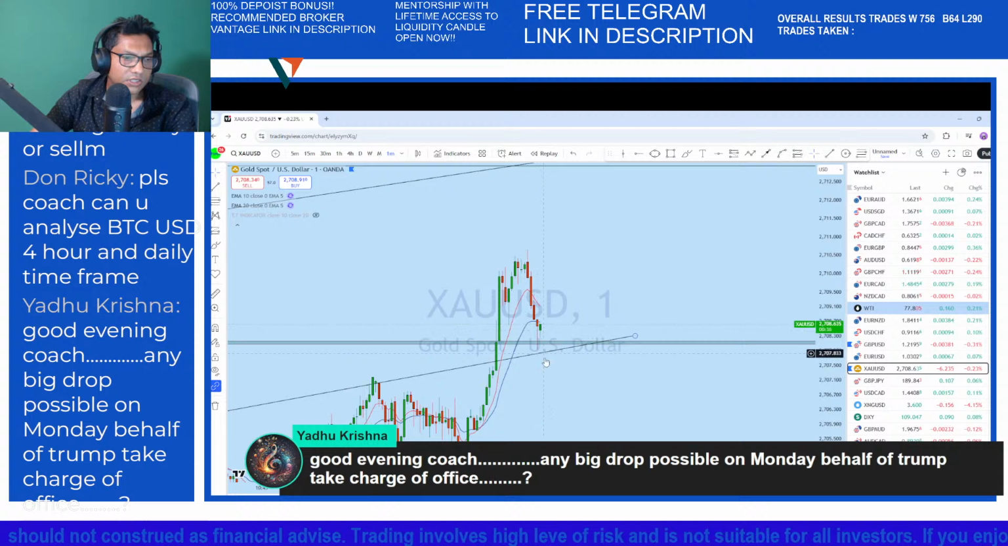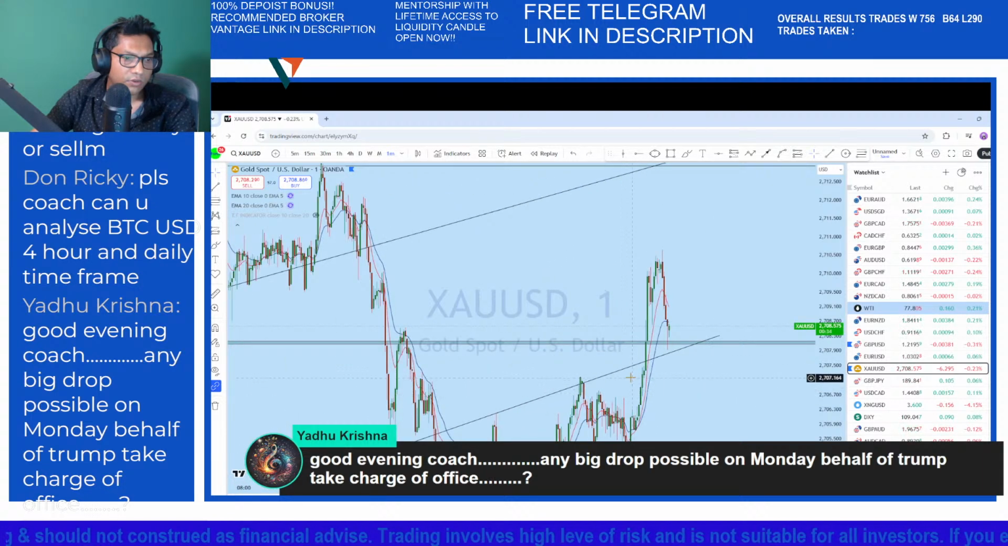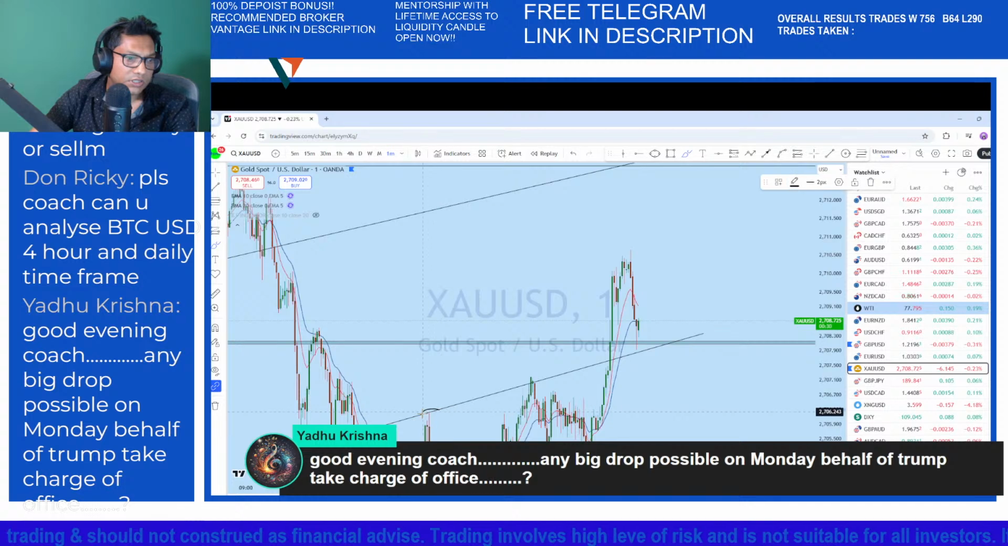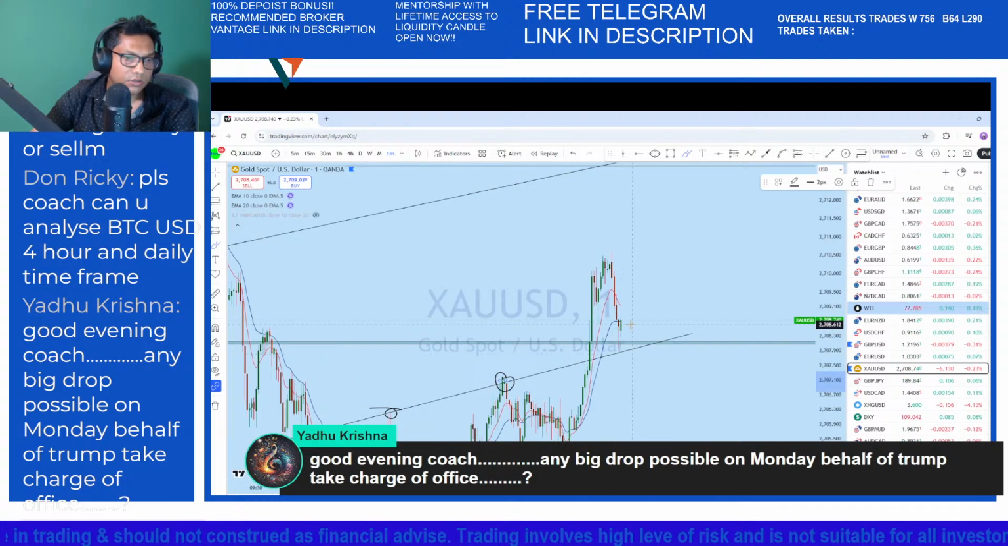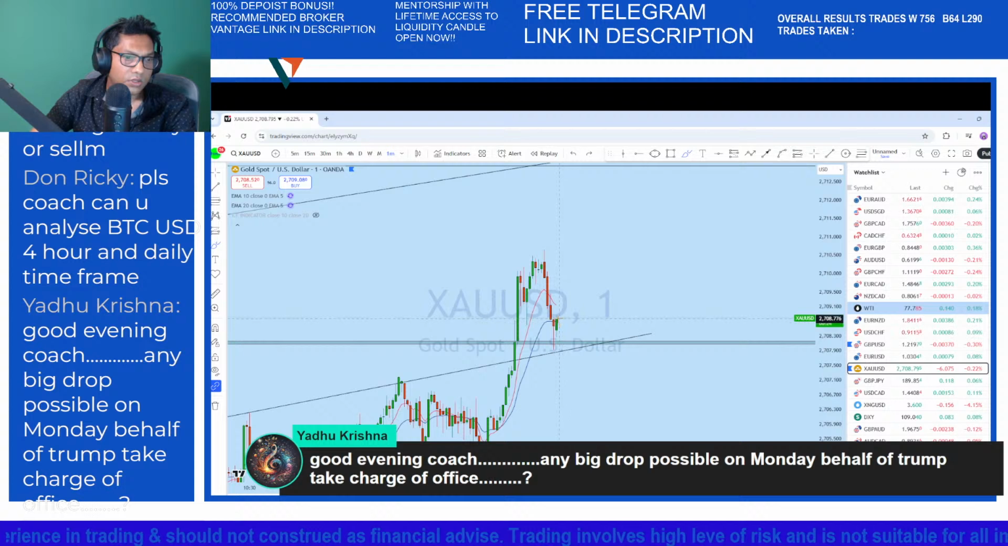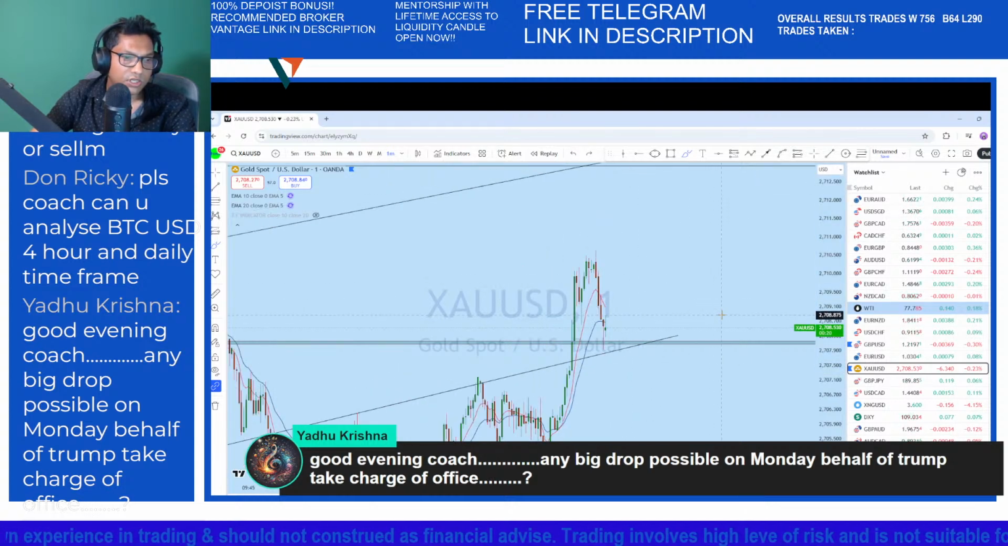We can see that this is a drop here to this level, where previous resistance here is turning support, and we want to see the market test it and then bounce back up to create a new higher high.